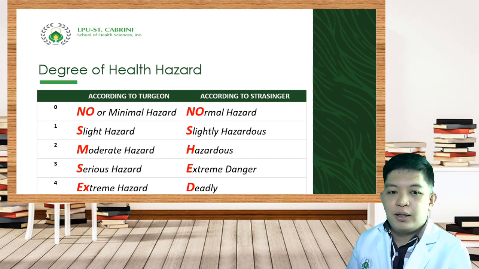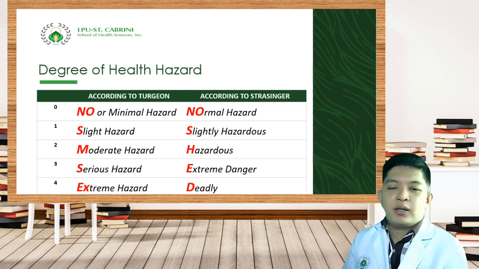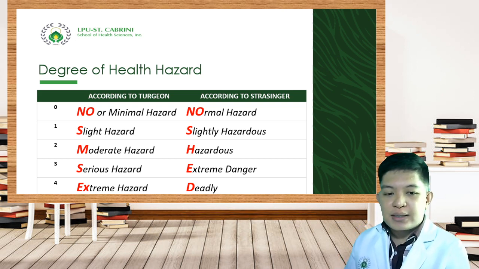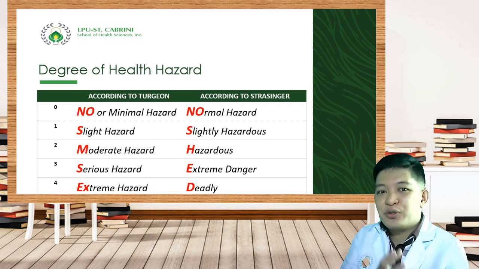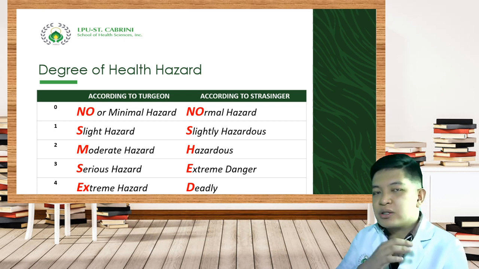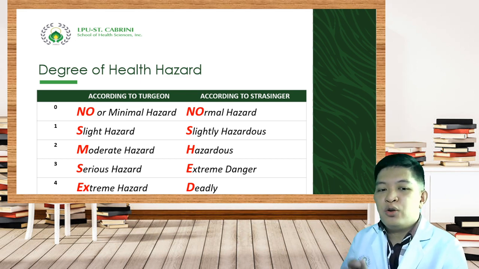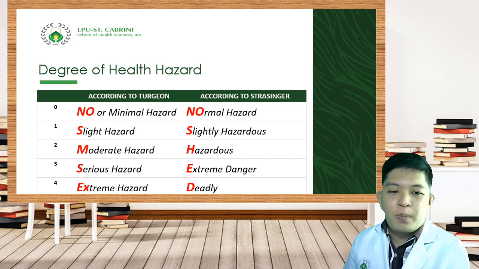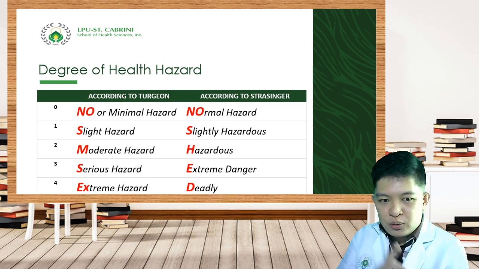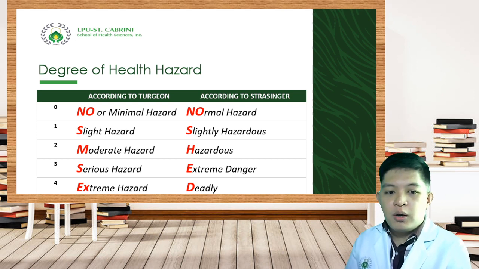EX. Next, according to Strassenger naman, kung si Turgeon is a broken-hearted one, si Strassenger yung frustrated singer. I am saying this for you to remember. Strassenger sounds like singer, umulan, no shed, walang masisilungan. Okay? No, normal hazard, 0. 1, slightly hazardous. 2, hazardous. 3, extreme danger. 4, deadly.